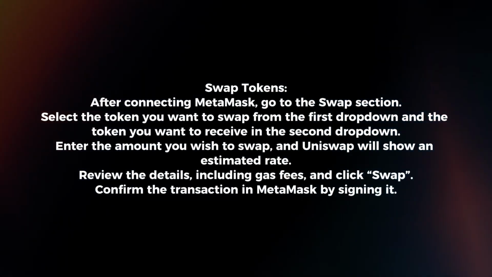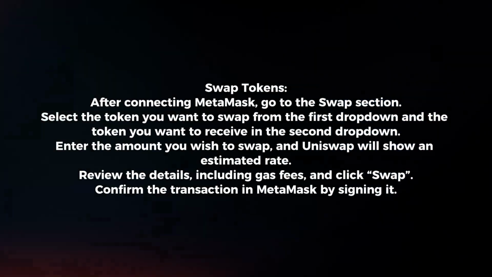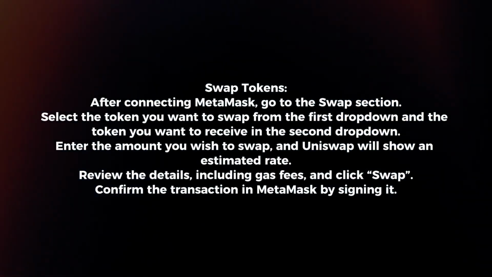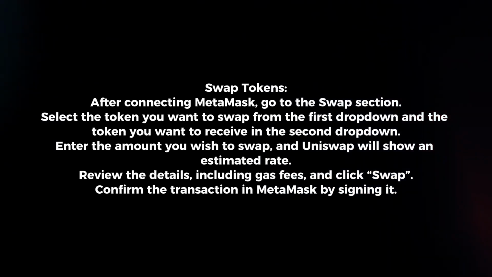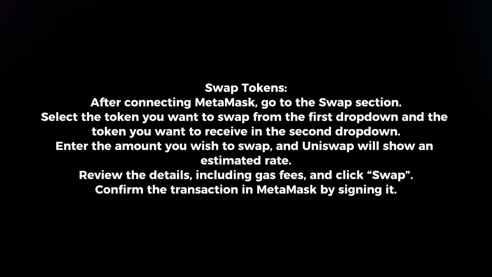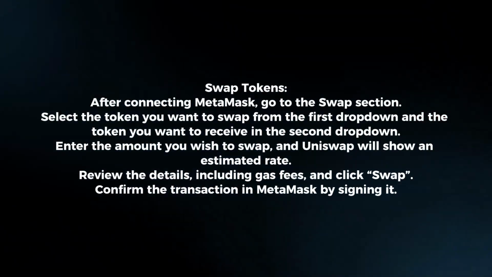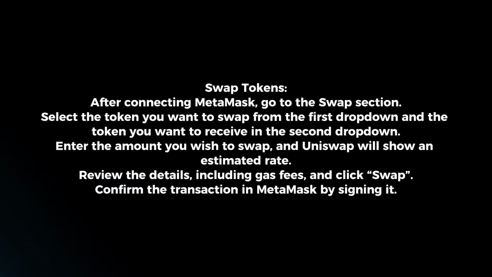Swap tokens. After connecting MetaMask, go to the Swap section. Select the token you want to swap from the first drop-down and the token you want to receive in the second drop-down. Enter the amount you wish to swap, and UniSwap will show an estimated rate.